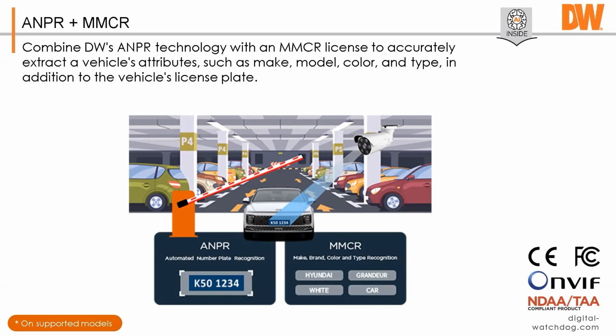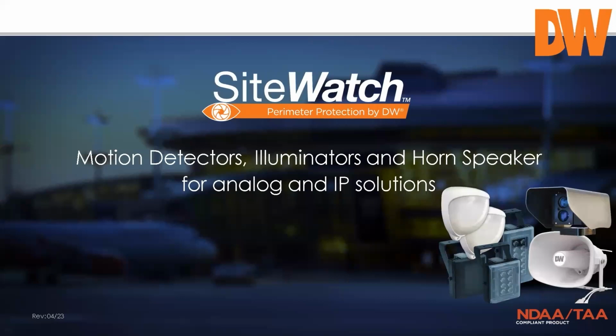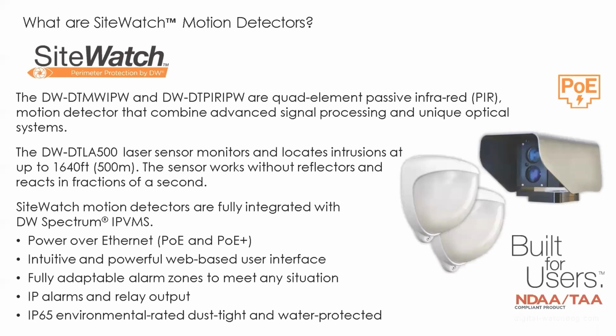Let's see. Next we're going to talk about the SightWatch, which is our motion detector, illuminators, and horn speakers. Just want to remind you guys, we have a laser motion detector that you can put down up to 1,640 feet. Works without anything at the other end. And if someone jumps over a fence halfway through or whatever, that can go in and be used also as part of a Spectrum system.